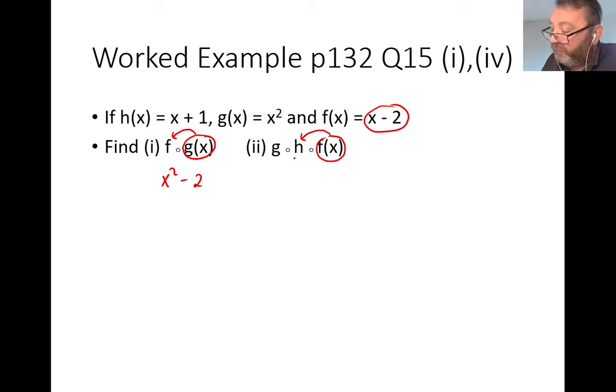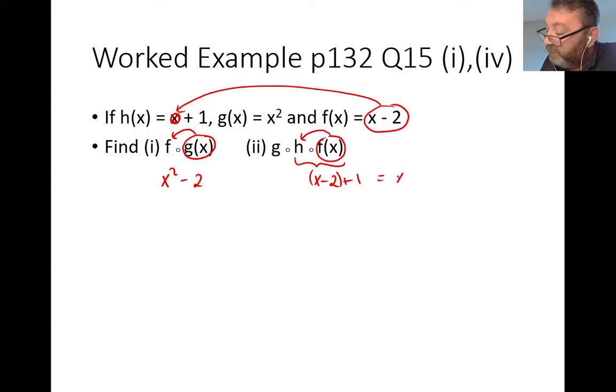Let's see first of all, what does this become? When I take x minus 2 and bring it all the way back to h, where x is, the x minus 2 goes in there where x is, and it becomes x minus 2 plus 1, which is x minus 1. Okay, so once I've worked out what happens to f of x when it goes into h, I'm now going to take the result of that and feed that into g. So now I've got to take x minus 1 into g.